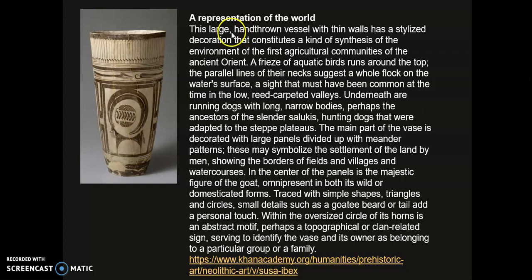Okay? Of course, one thing I did neglect is that it is representational of the world. A frieze is also, you'll see a frieze when we get into Greek architecture, and it's basically a large band. Okay?